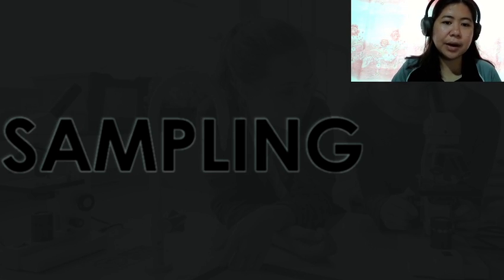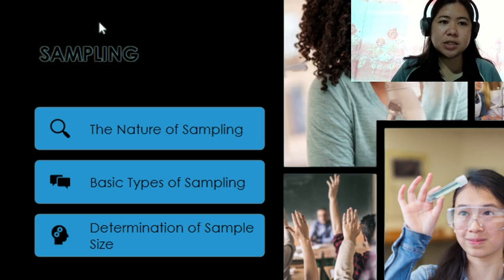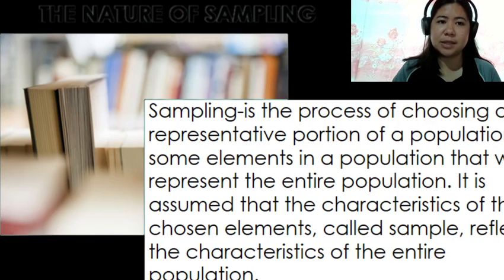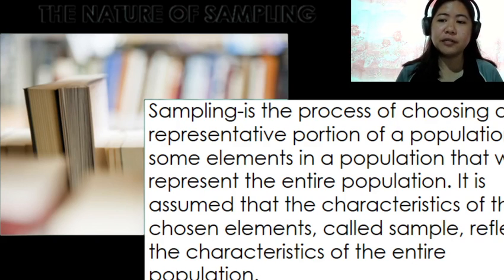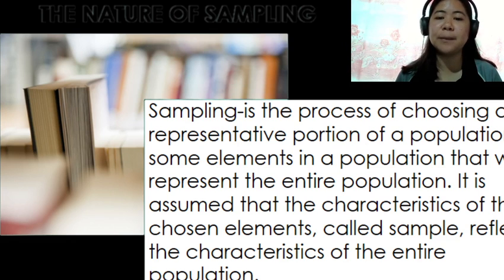Okay, so this is now our lecture on the different sampling methods for doing quantitative research. For today, we will discuss the nature of sampling, the basic types of sampling, and the determination of sample size. So what is sampling? Sampling is the process of choosing a representative portion of a population, or some elements in a population that will represent the entire population. It is assumed that the characteristics of the chosen elements, called the sample, reflect the characteristics of the entire population.